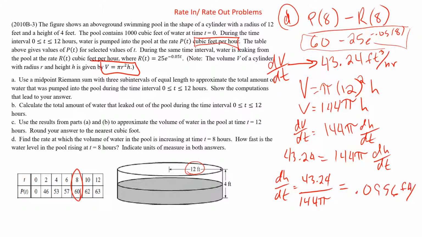feet per hour. It's not cubic feet anymore. This is the height. How fast is the height changing? The height is measured in feet. It's a linear dimension. And so we have the units there. We have the units up top.